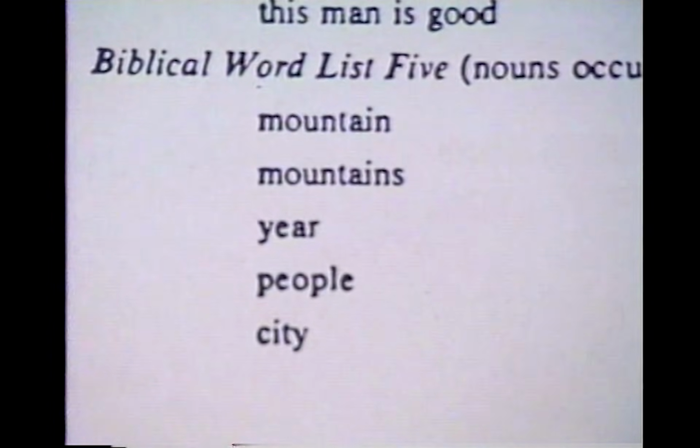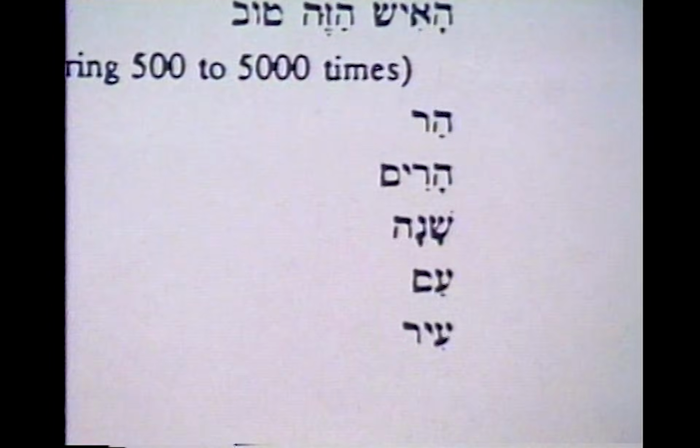This is our fifth one. The word for mountain, mountains, year, people, and city. So the top one there is Har, which means mountain. Harim, mountains. Shana, it's the word for year. Am, it's the word for people. And Ir is the word for city. All right, continue to learn these words, continue to work on them, know your vocabulary, especially these words that occur often in the biblical text.